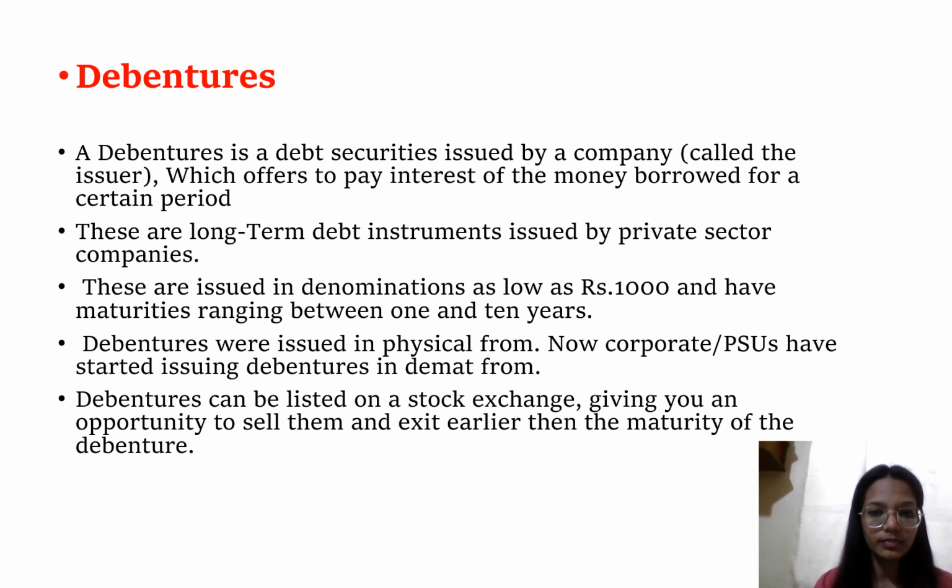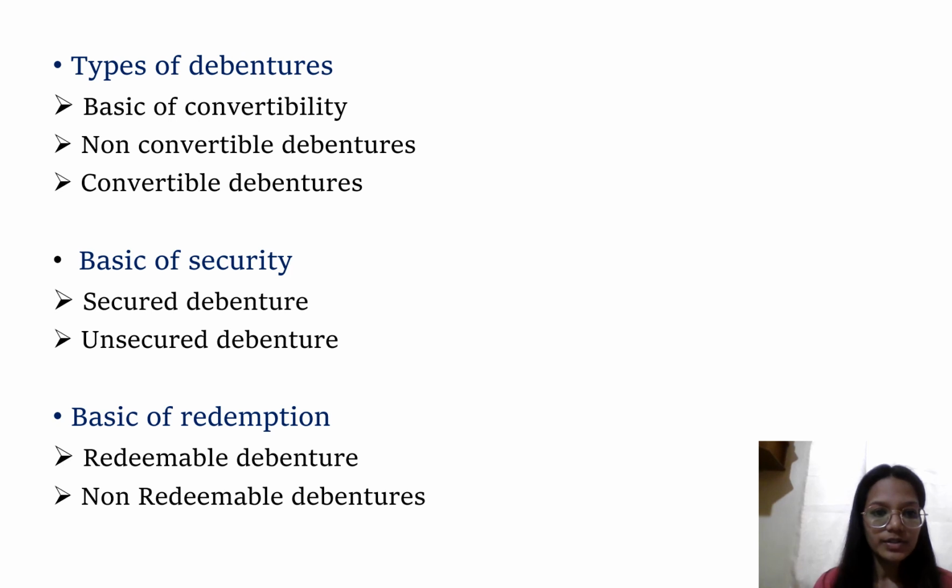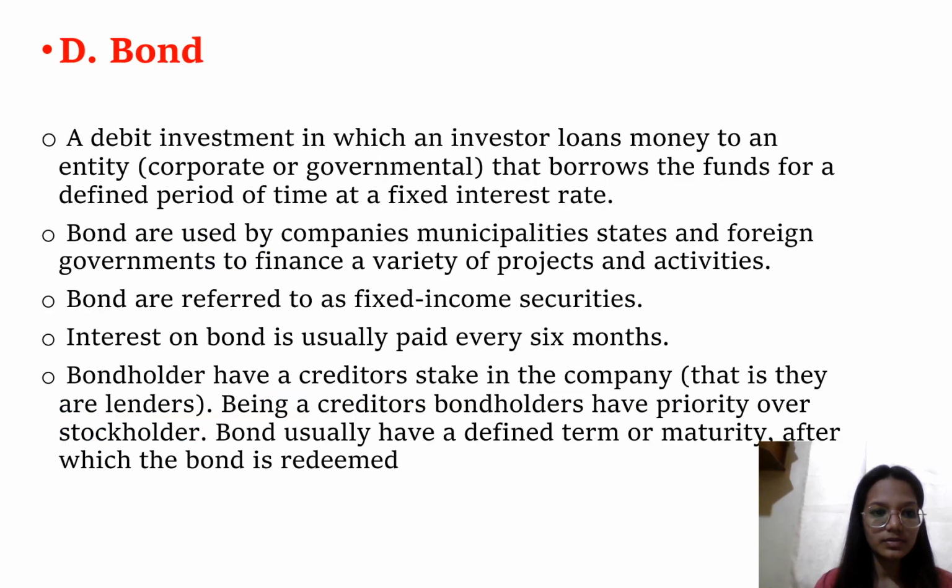of the debenture. Types of debenture: on the basis of convertibility, non-convertible debentures and convertible debentures; on the basis of security, secured debentures and unsecured debentures; on the basis of redemption, redeemable debentures and non-redeemable debentures.